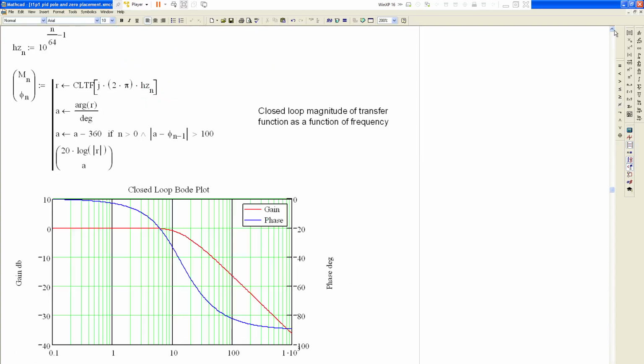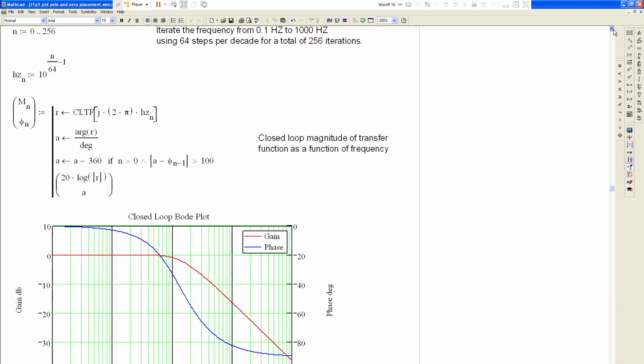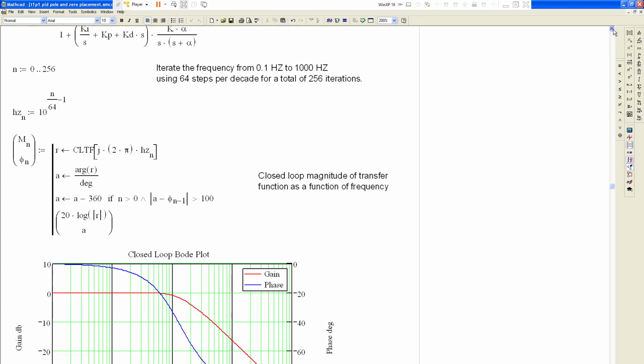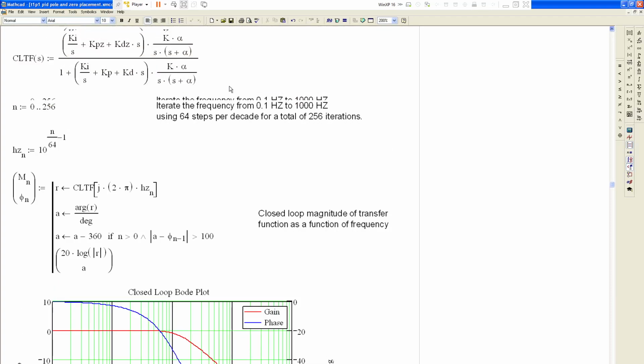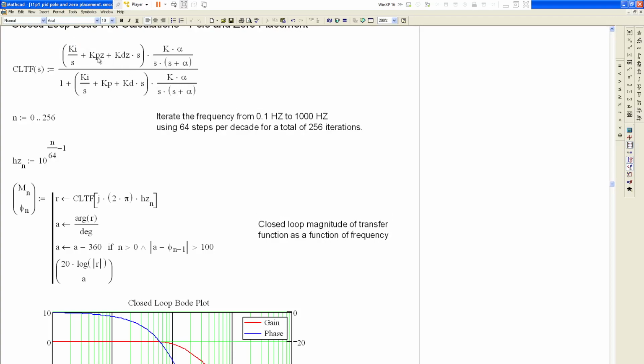This is my Bode plot. Let's go back up a little bit. And we have the closed loop transfer function. And these are the forward path gains. And these are the feedback path gains.